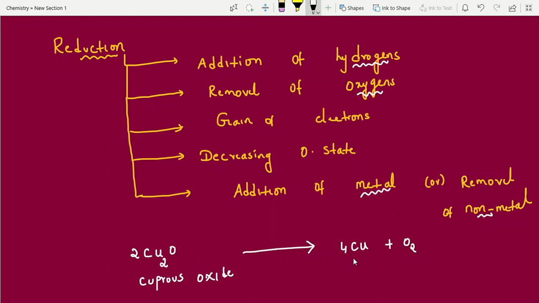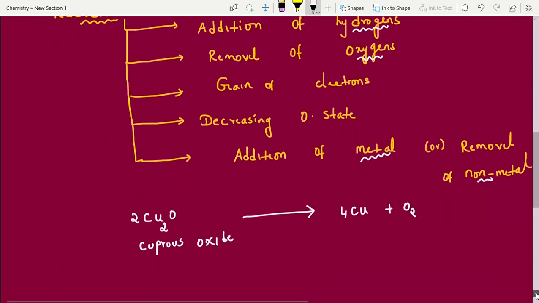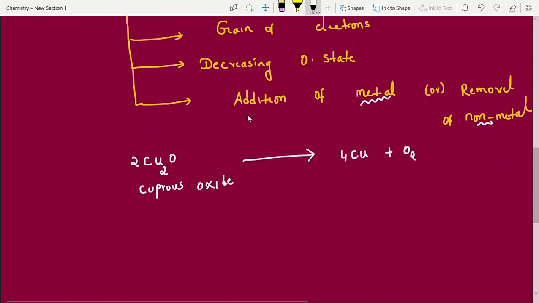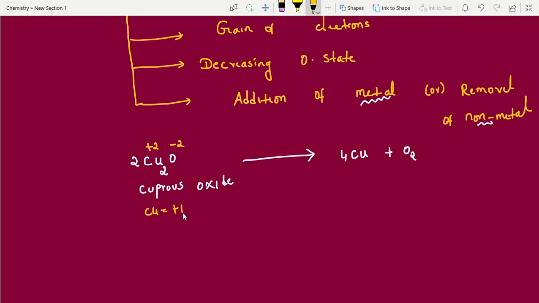Balanced. Now, can you calculate the oxidation state? Still, if you have any doubts in oxidation state calculation, please go through part 1 and part 2 and then come back to this video. Here, oxygen is minus 2. What about copper? Plus 2. But each copper is plus 1, right?